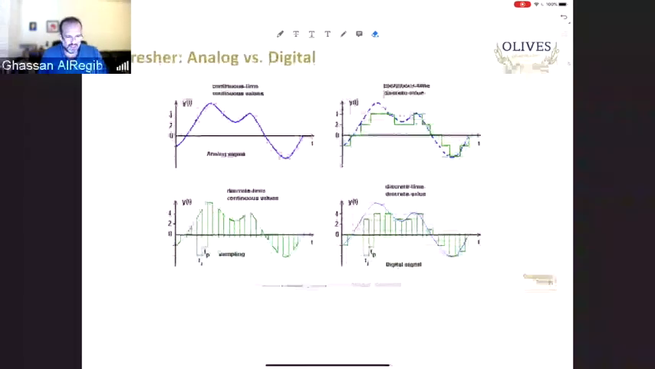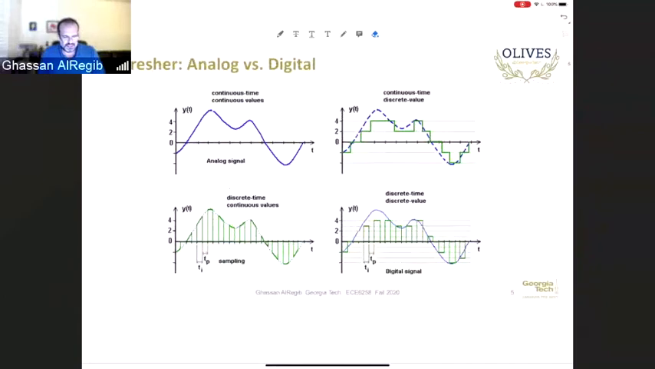So first of all, let's revisit in the 1D case these analog versus digital ideas. The first signal on the upper left corner is an analog signal. You can see on the x-axis we have the time axis as continuous. And on the y-axis we have our function y of t. It's also continuous, meaning that it can hold any values, not necessarily integers.